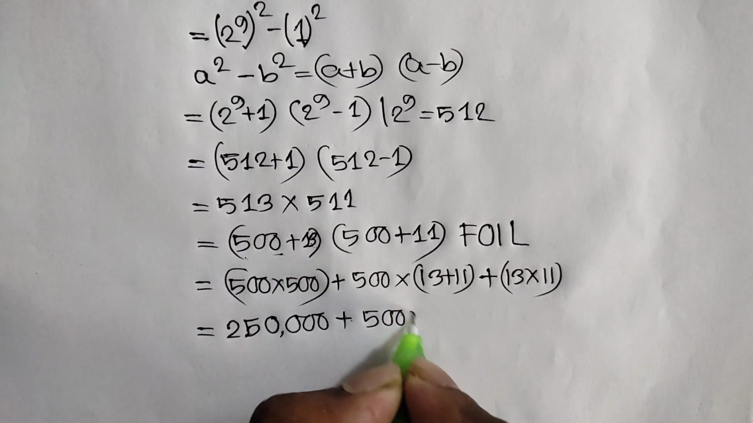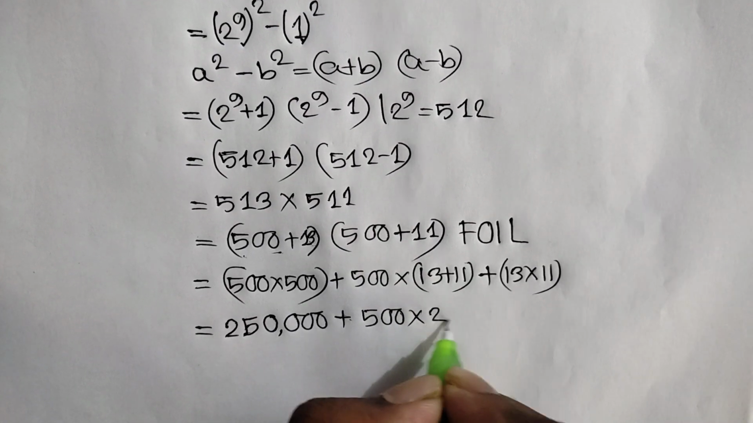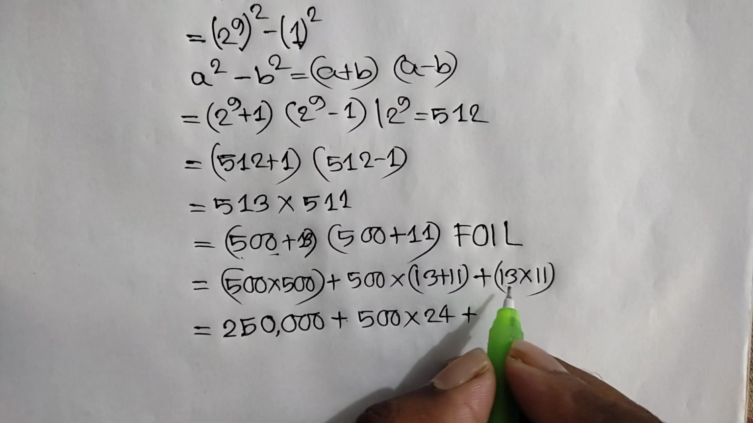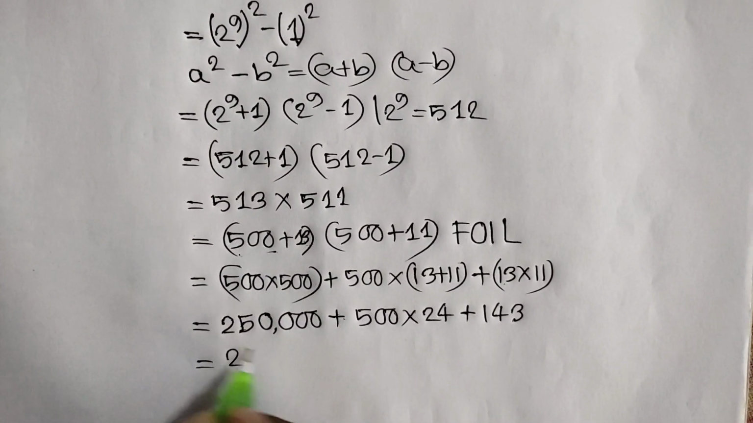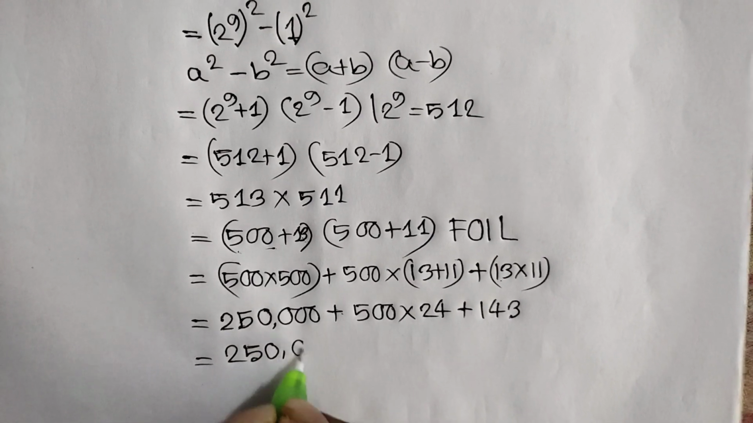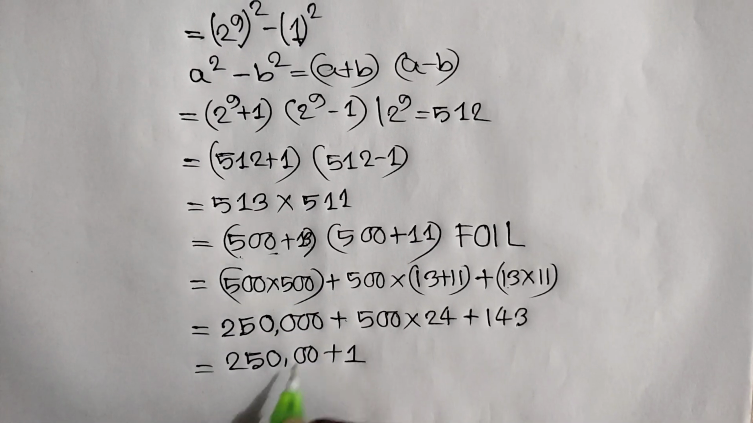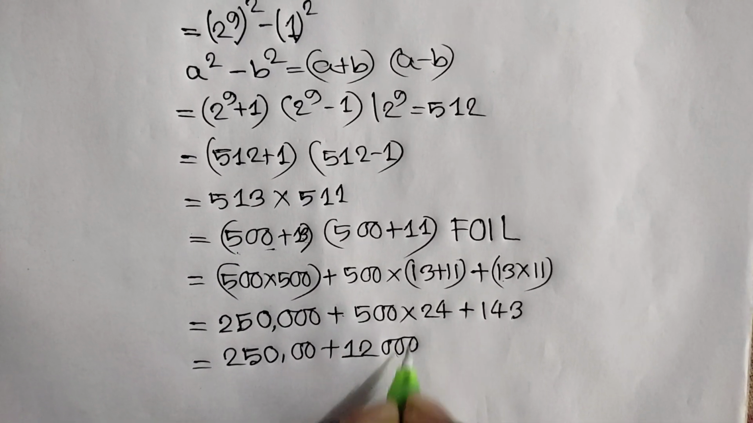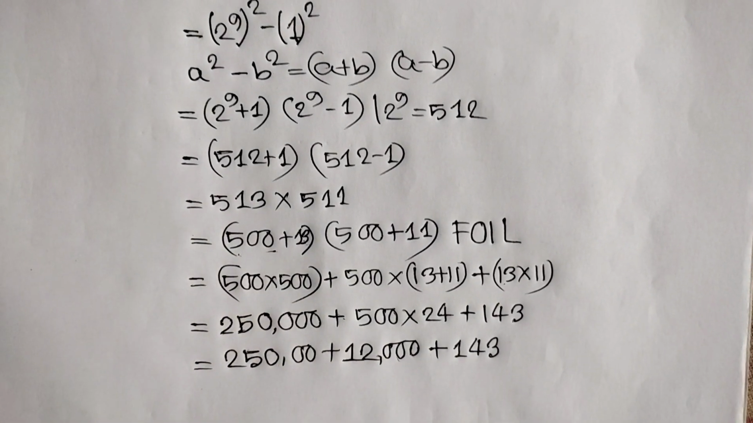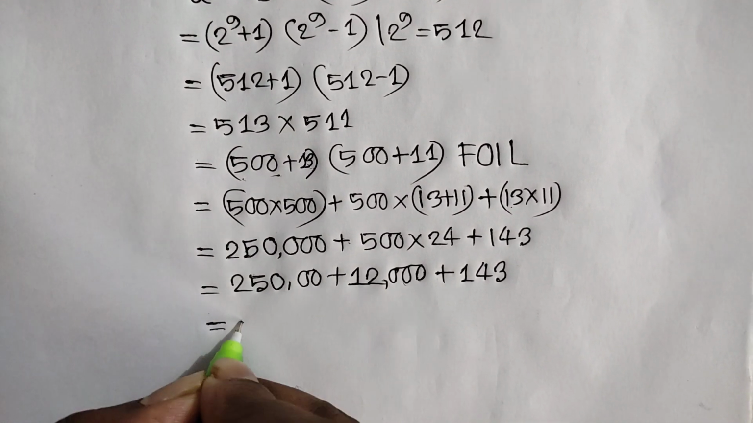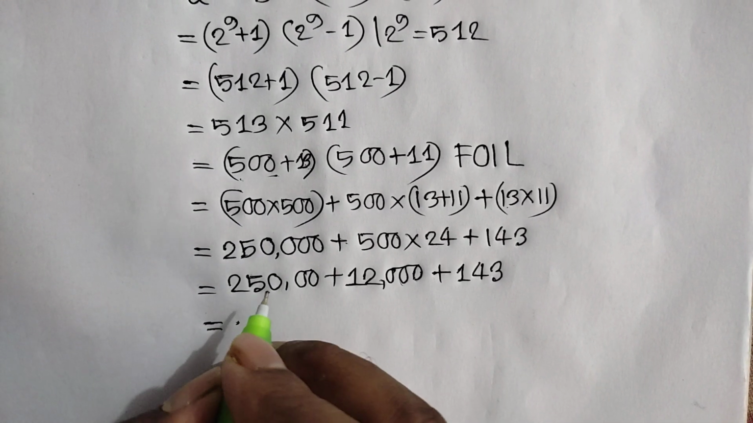plus 500 times 11 plus 13, which is 24, plus 11 times 13 is equal to 143, or 250,000 plus 500 times 24 is equal to 12,000 plus 143 is equal to, now adding this we get the final answer.